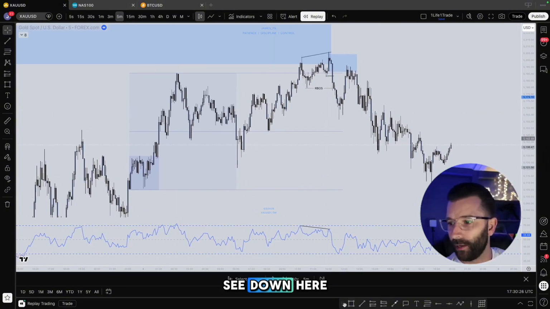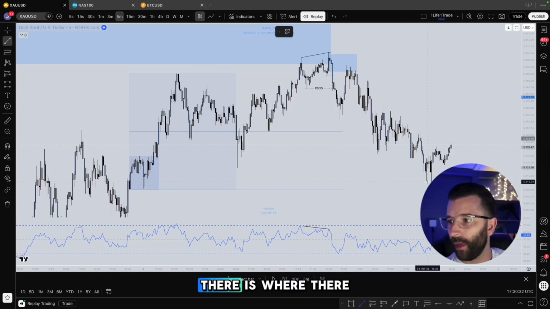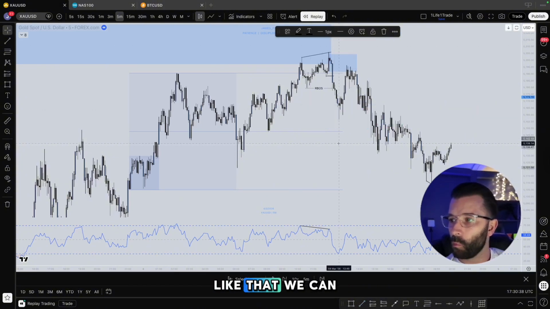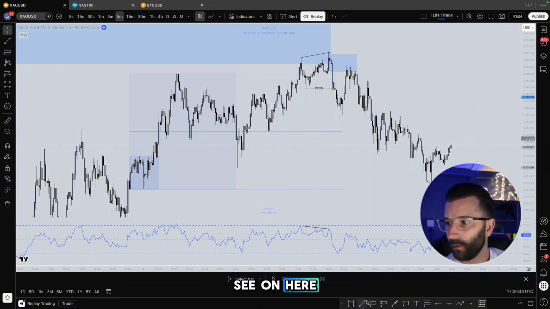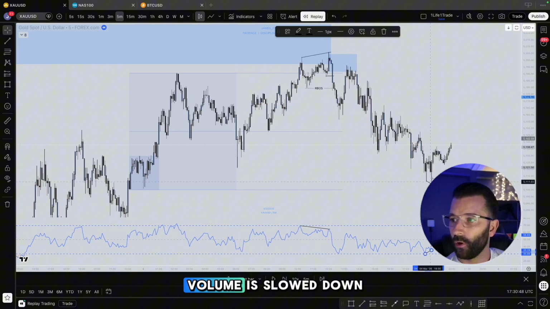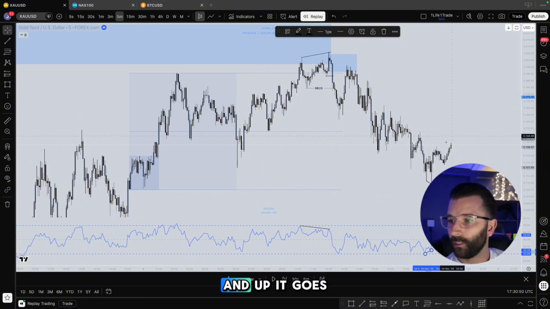So as we can see down here, it comes down to the low here, doesn't it? And then you can see on that bit there is where there was another one. I was looking at it earlier. So we'll make that like that. We can see on here that goes down, that goes up, and you can see the volume has slowed down and up it goes.